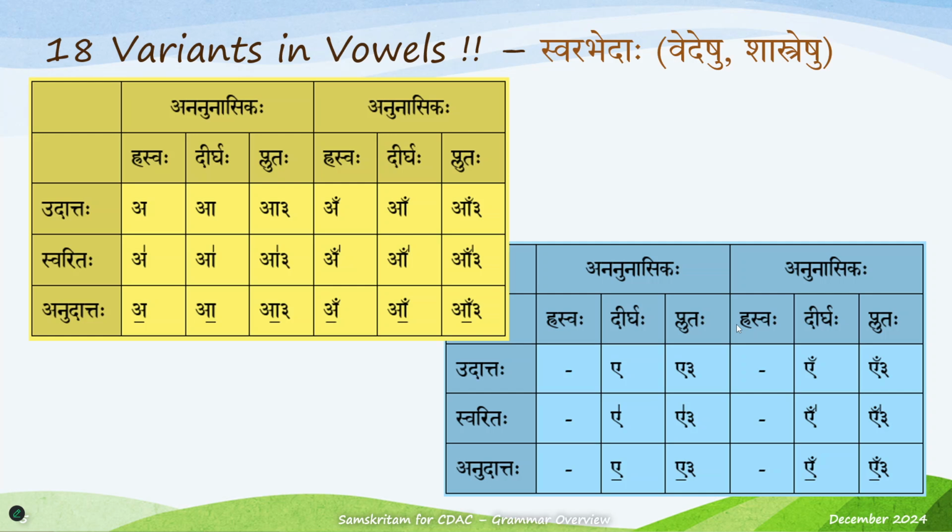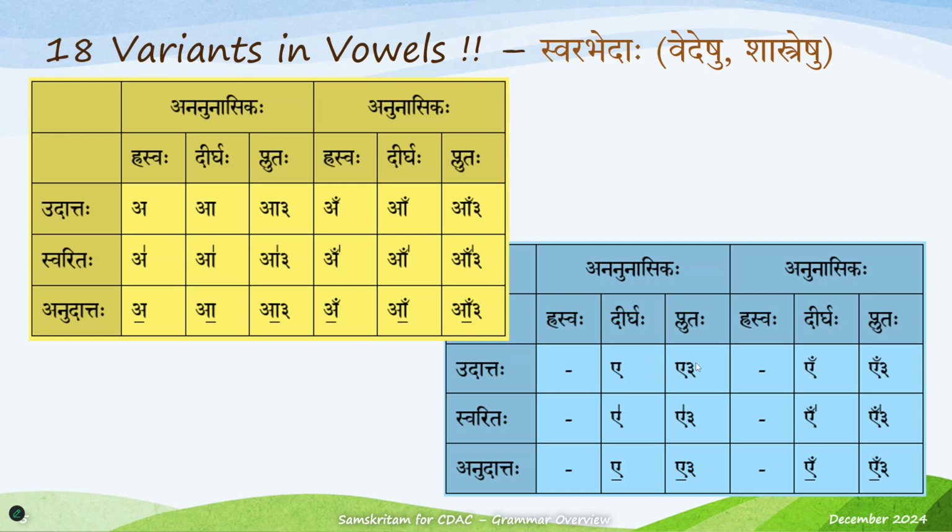Sir, hrasva will not be having pluta, sir? Everybody has everything. The pluta symbol is with the number 3. It can apply to all. This whole 18 is akara. All 18 is ekara. Got it?